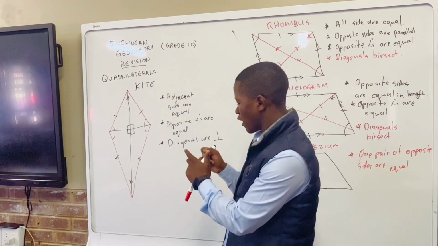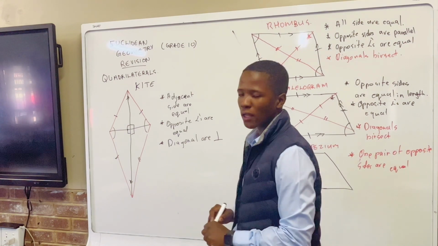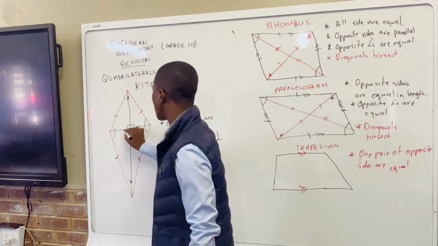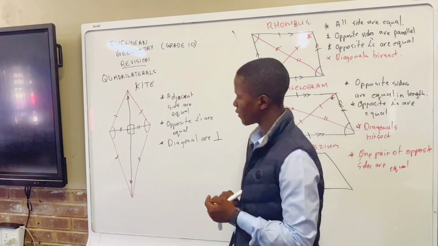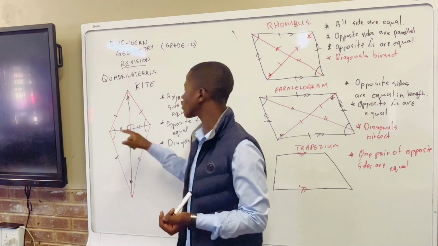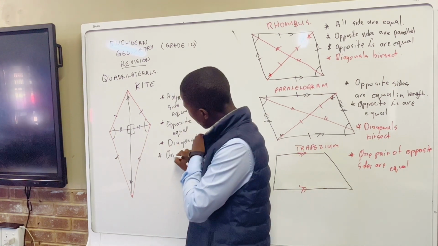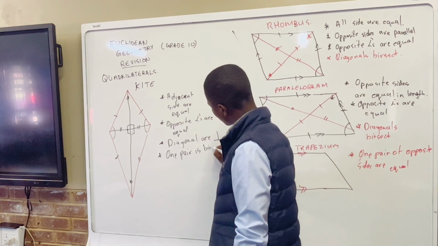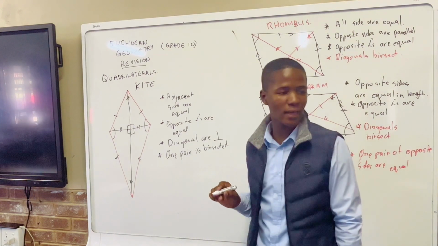And from there, one thing that you also need to take note about your diagonal is that it bisects only one pair, which means this side is going to be equal to this side, right? Only these sides are going to be bisected, which means one pair of the sides is bisected.